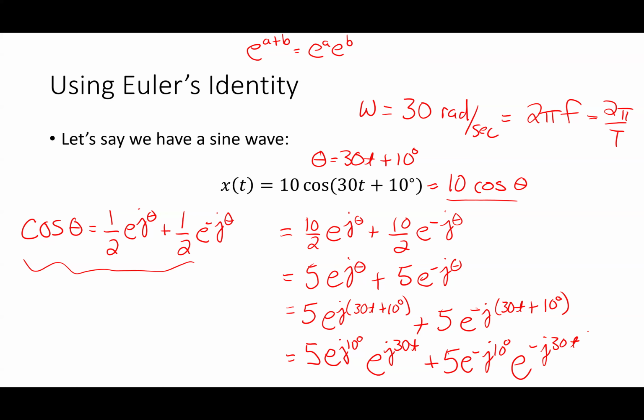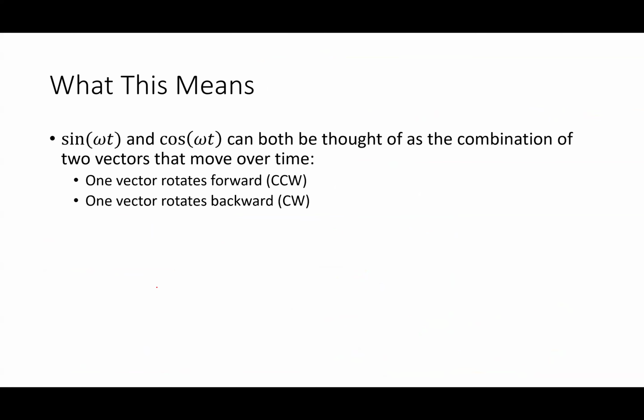So look at this guy, 5e to the j10, 5e to the negative j10. What are those two things? We've got a term for something like that. One is a conjugate of the other. So I can also write this as A e to the j 30t plus A conjugate e to the negative j 30t, where A is equal to 5 e to the j 10 degrees. Not particularly useful immediately, but it turns out to be really useful.